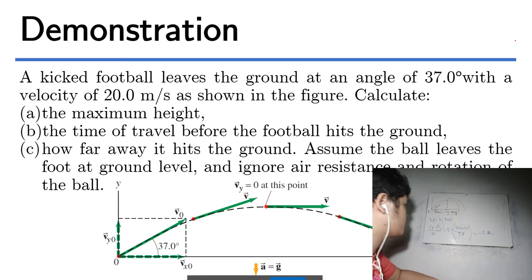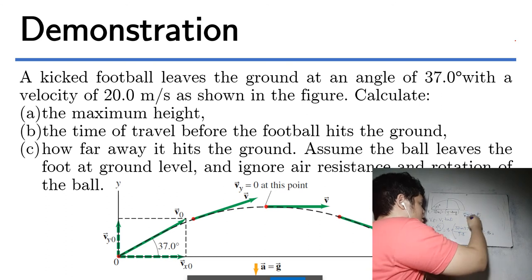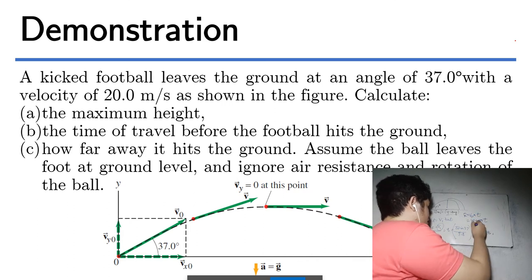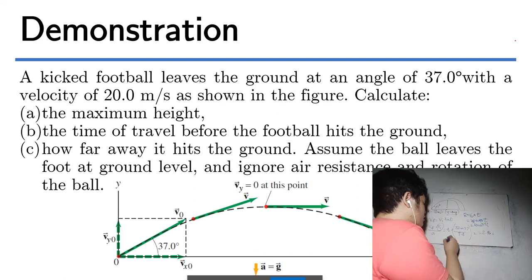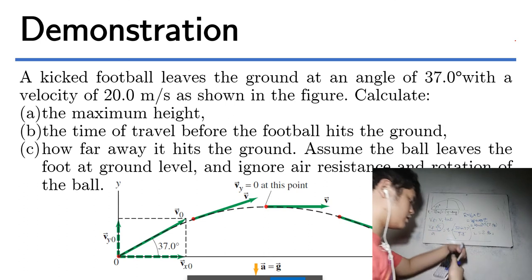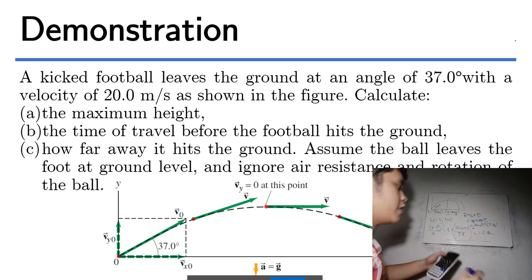Okay, lastly, how far away does it hit the ground? So, diba, R equals V naught x t. So, V naught cosine theta t equals 20 cosine 37 times ito. We get this, 39.2 meters.